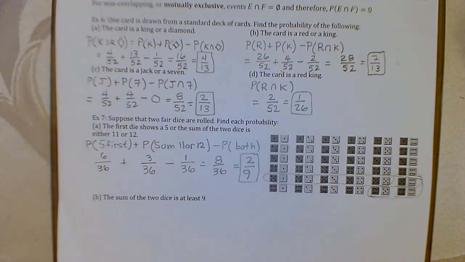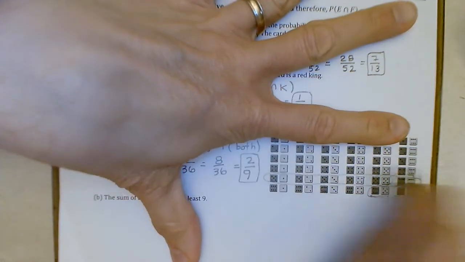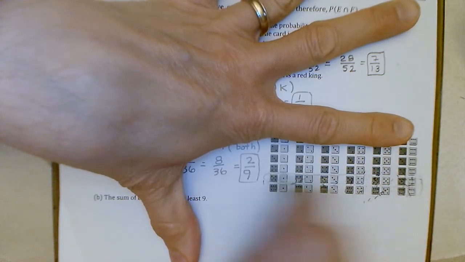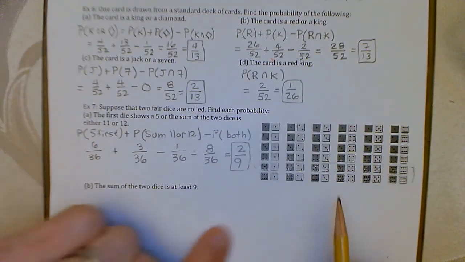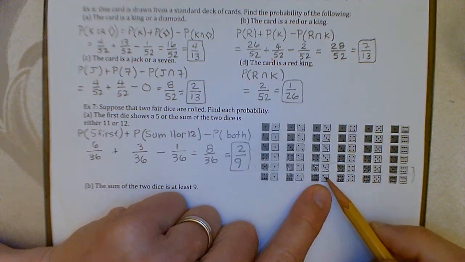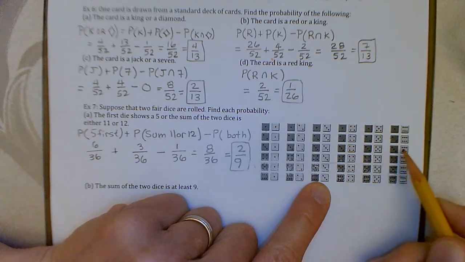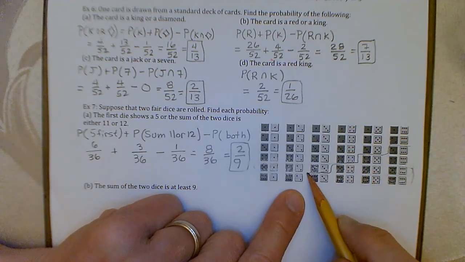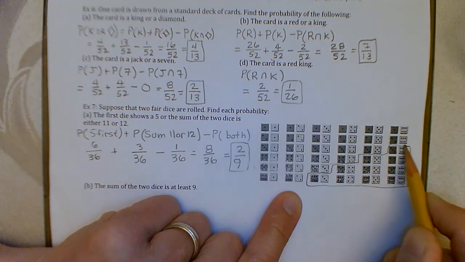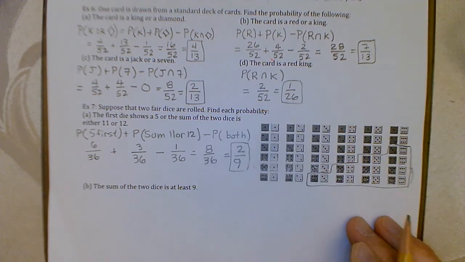All right, so now let's try another one. The sum of the two dice is at least 9. Okay, so let me erase some of my marks here so I can indicate which ones for this. So think about going through the diagonals. Remember, this is 9, this is 9, this is 9, this is 9. So all of these down below are 9. So it's really all of these, because everything below that is going to be bigger than 9. So everything at least 9 or more.